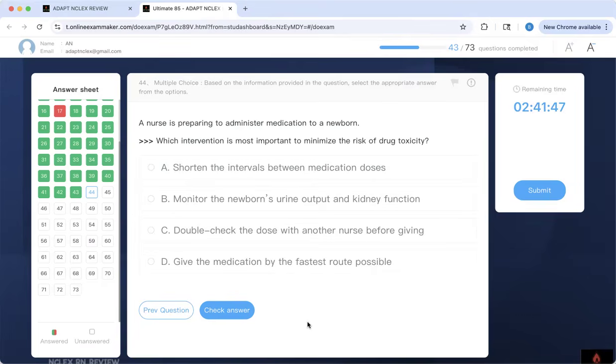Let me know. But I can tell you, in a newborn, the liver and the kidney do not work well. Therefore, if you give them medication, considering the half-life, you want something that lasts, so that you don't have to give it more frequently, right? Because it takes them a long time to clear it. You got to check the liver and their kidney. Therefore, checking their urine output is the best thing. Shortening the interval will cause toxicity. Double checking with another nurse is not going to help because the patient is the major problem. Giving the fastest route is a problem. You want to give them slow as much as possible.